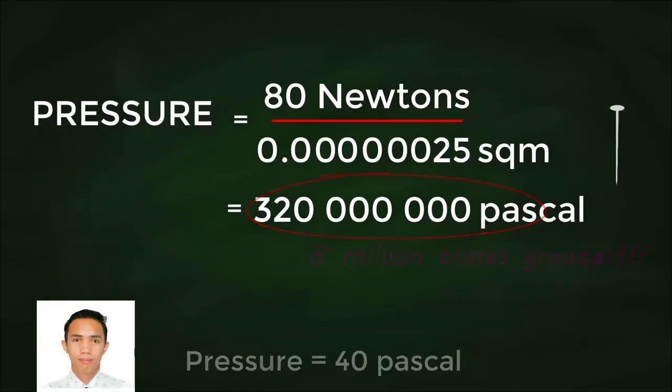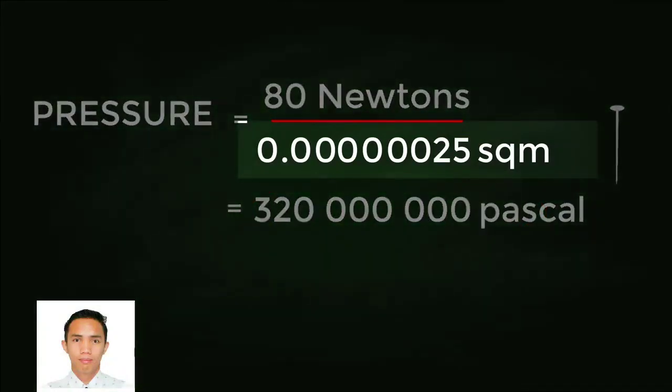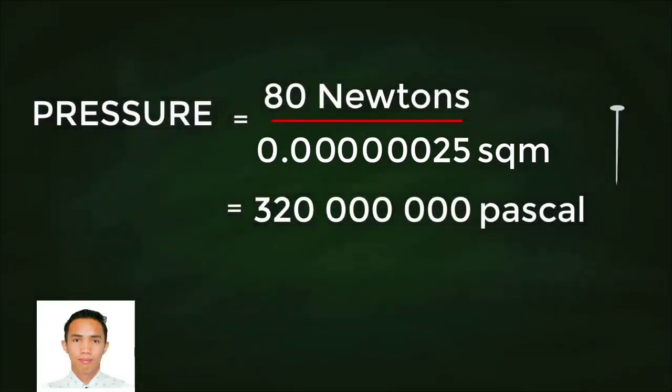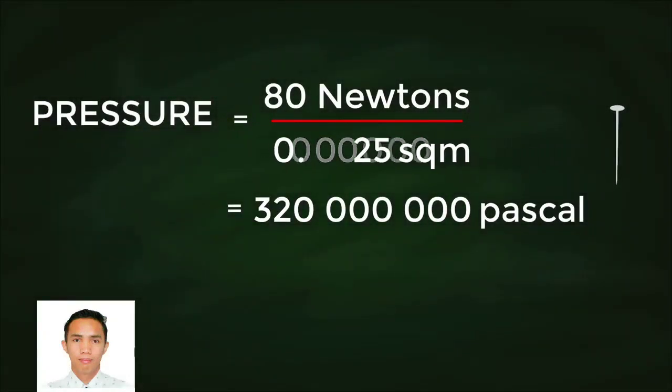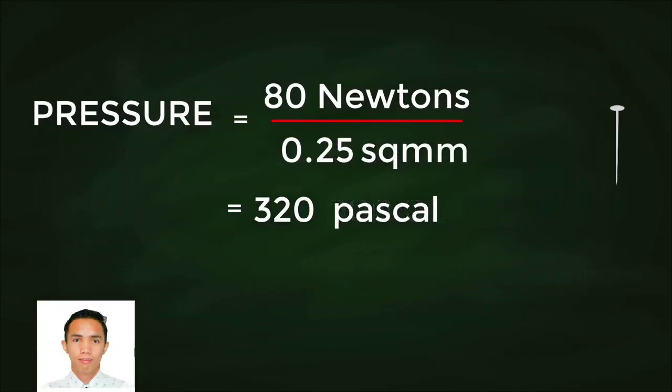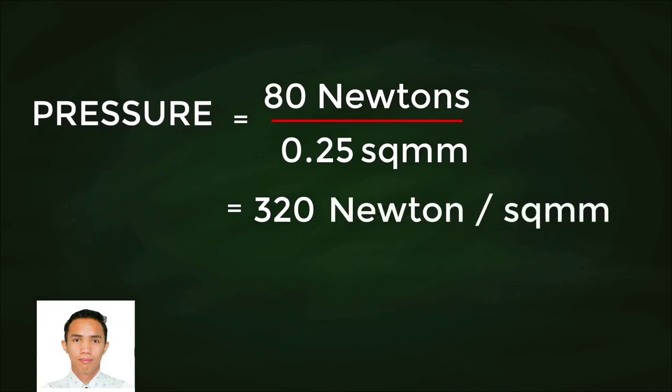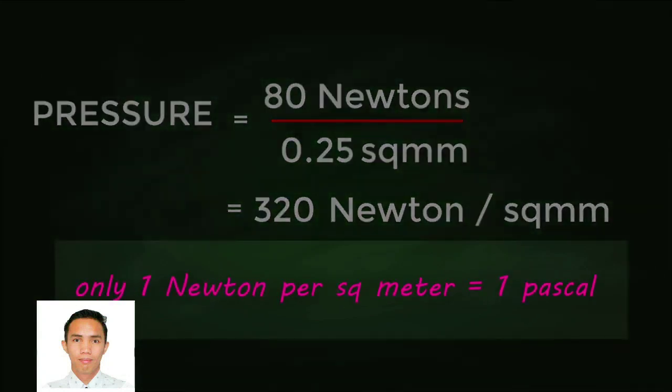Now you may be wondering, why have we used square meters as our unit here if the area is so small? You could use other units like square millimeters and say that the area is, for example, 0.25 square millimeters. If you were to put that into your calculation, that's no problem. You just need to remember that the answer you would get would be in newtons per square millimeter, and that it's not the same as a Pascal. Only 1 newton per square meter is equal to 1 Pascal.